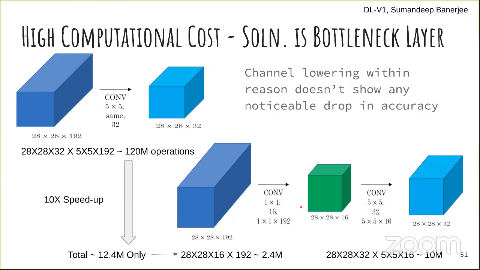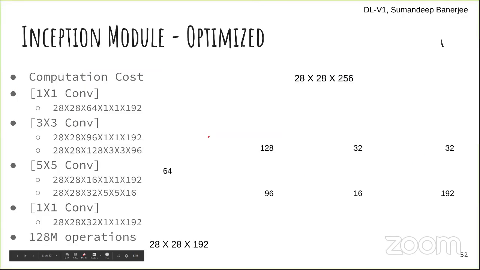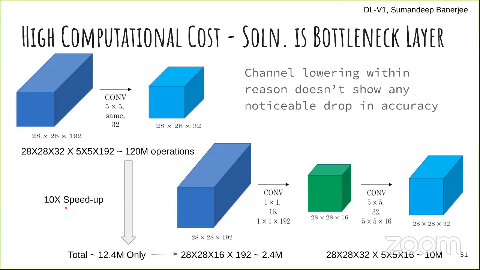This is why it is called a bottleneck layer. You might think that channel lowering may cause a drop in accuracy, but in practice it has been found that if it is a reasonable drop, like you don't go down to 2-3 or 4 layers, but around half of the layers, it's fine. Just by bottlenecking into half of the layers and then again inflating and learning all these convolutions, we reduce the number of operations for the forward pass by around 10x.